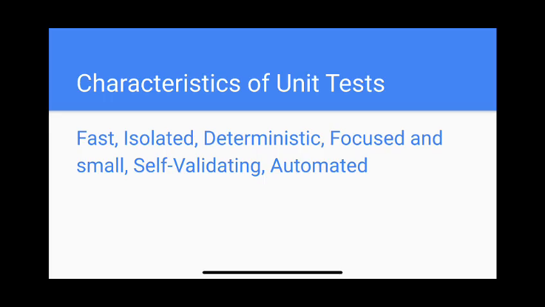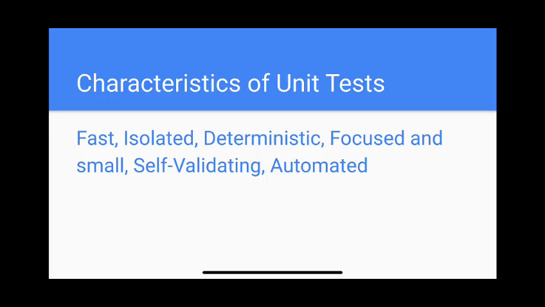Next, the unit test must be isolated, of course, because it shouldn't depend on databases, networks, file systems, or any external environment. If the test relies on something outside the code itself, it's no longer a true unit test. Isolation ensures that failures actually point to a problem in the code, not in some external system.